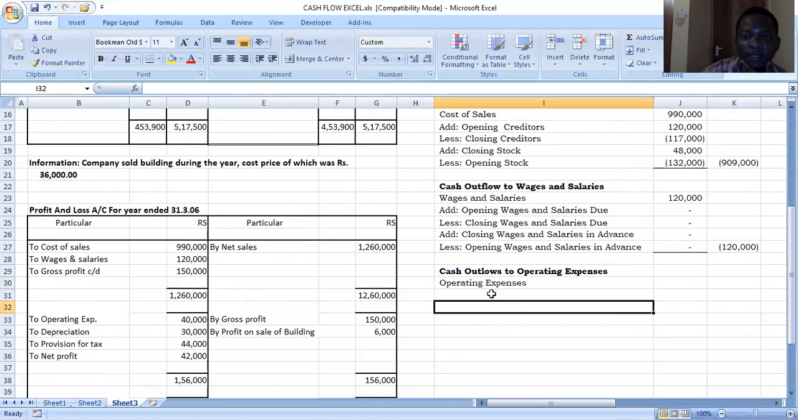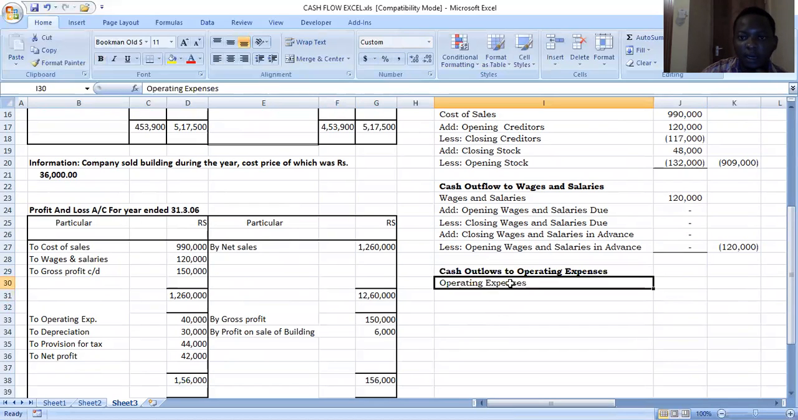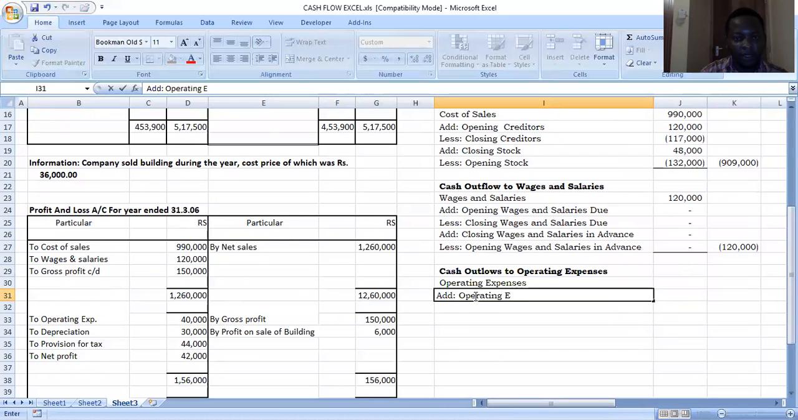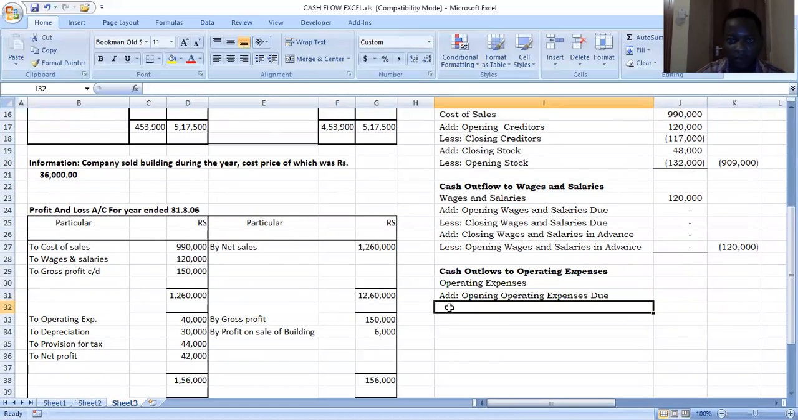The operating expenses, and then we add operating expenses due. We add opening operating expenses. Please refer to the notes on these calculations.